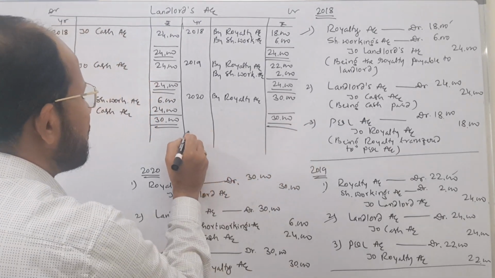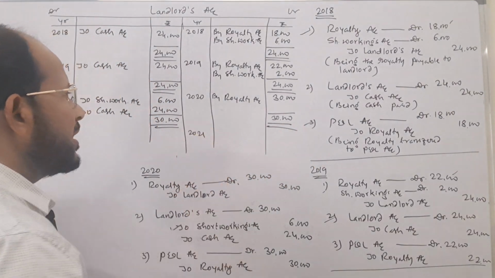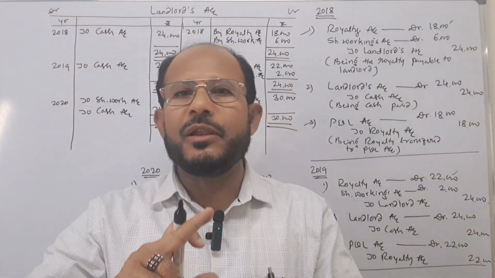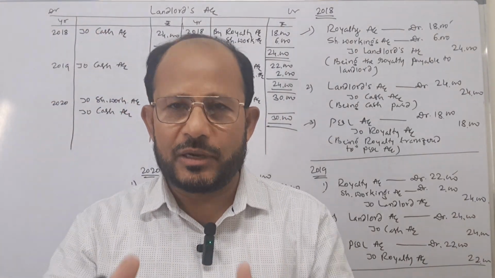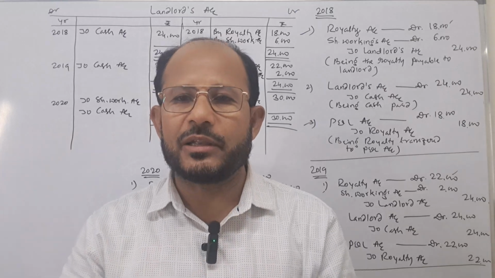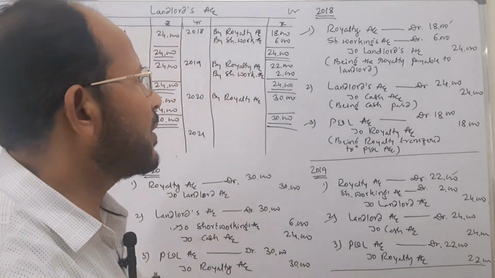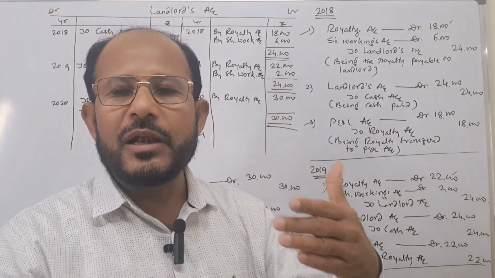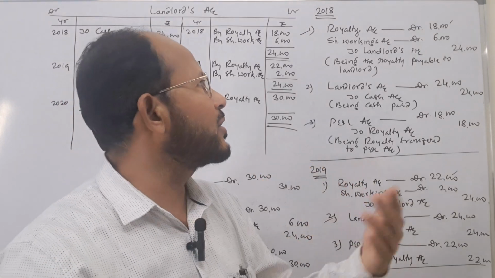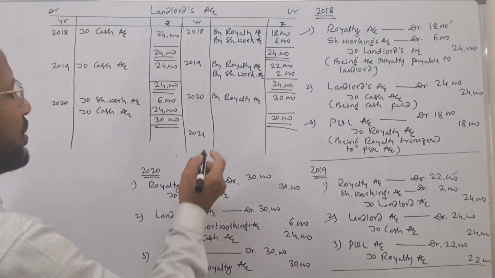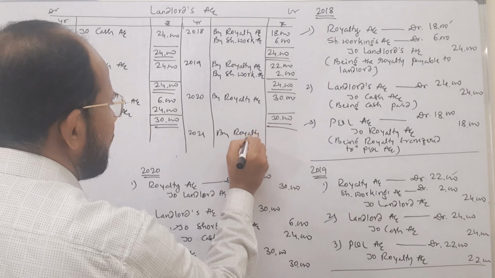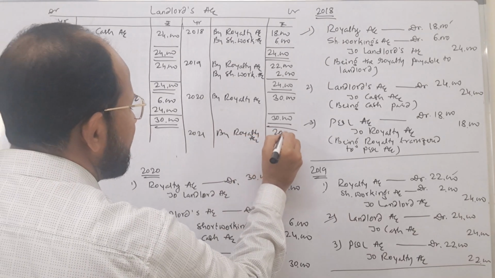Next one is in the year 2021. In the year 2021, actual royalty is 20,000 and minimum rent is also 20,000. You just go through the royalty chart. In that it is there 20,000 and 20,000. First journal entry, if we pass, what journal entry will come here? Royalty account is to be debited and landlord's account is to be credited. That is why here you write by royalty account with the amount of rupees 20,000.